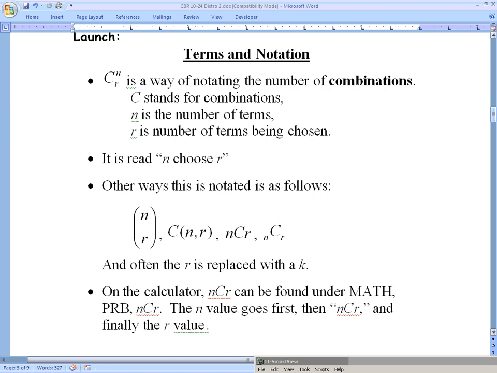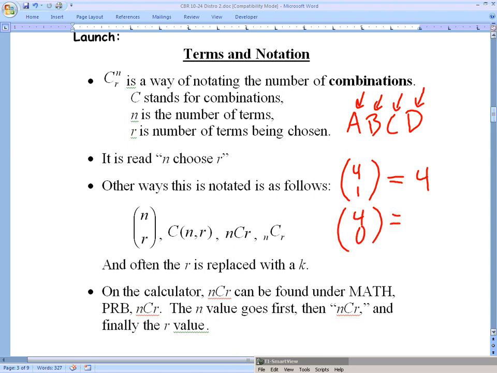The idea is, let's say I have 4 letters, A, B, C, and D, and I wanted to do 4 choose 1. Well, how many ways are there for me to choose one letter? I could choose just the A, just the B, just the C, or just the D. So 4 choose 1 is 4. How many ways are there for me to choose 0 letters, for example? Well, I would choose none of them, and that can only happen by choosing none of them, so there's one way. How many ways would there be for me to choose all 4 of them? Well, I could take the A, B, C, and the D, which would be taking all of them. There's only one way to do that.